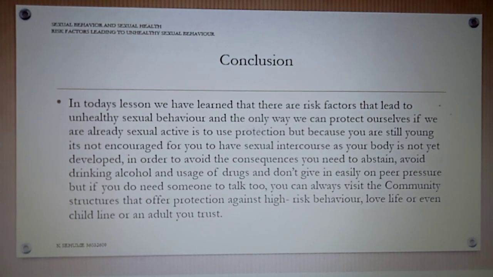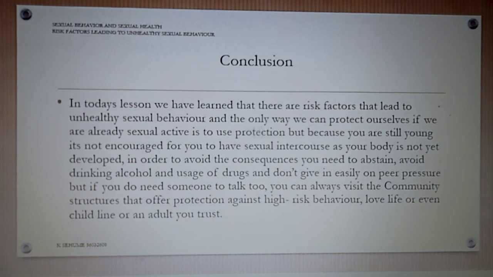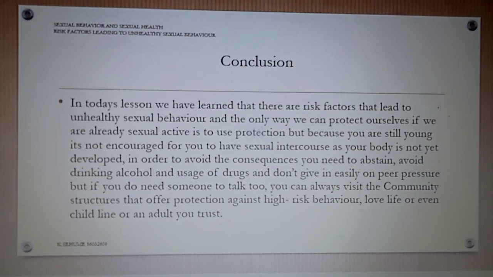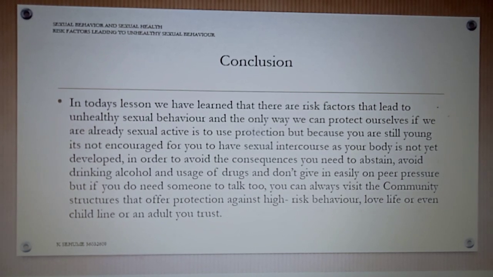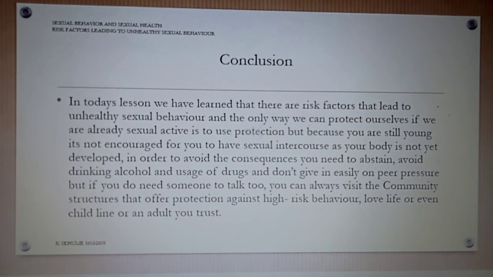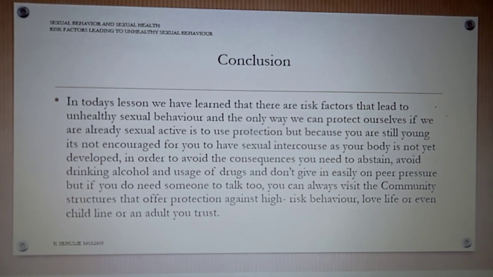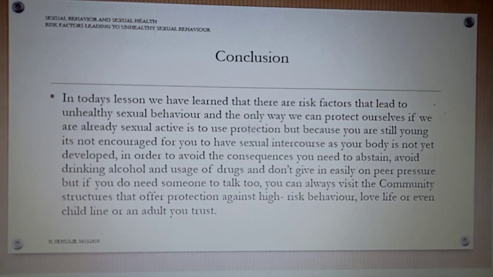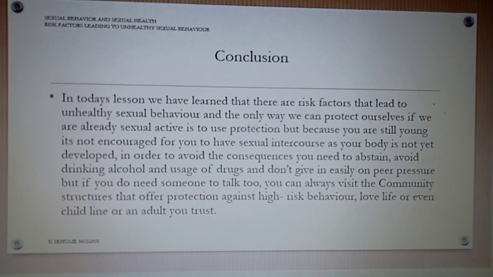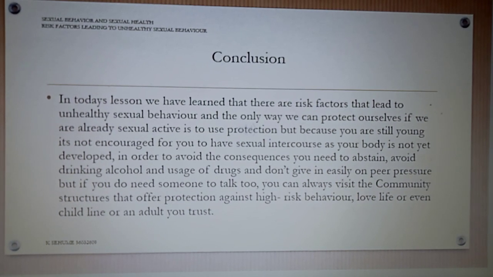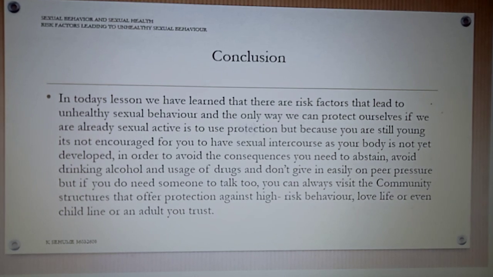In conclusion, grade 9, in today's lesson, we have learned that there are risk factors that lead to unhealthy sexual behavior, and the only way we can protect ourselves if you are already sexually active is to use protection. But because you are still young, it is not encouraged for you to have sexual intercourse as your body is not fully developed. In order to avoid the consequences, you need to abstain, avoid drinking alcohol and using drugs, and don't give in easily to peer pressure. But if you do need someone to talk to, you can always visit the community structures that offer protection against high-risk behavior, Love Life or even Childline, or an adult you trust.